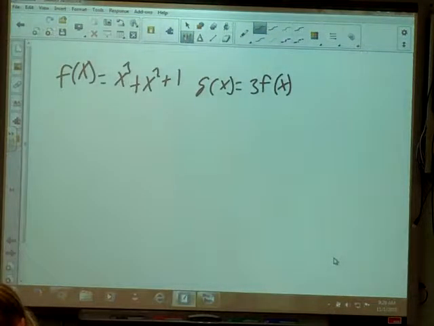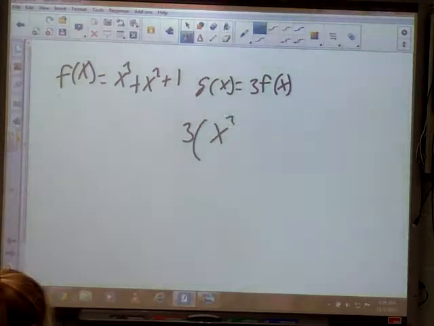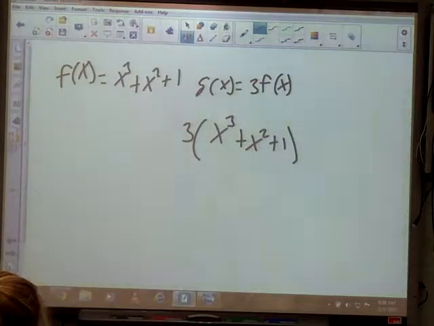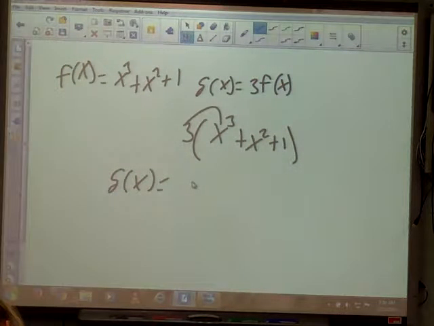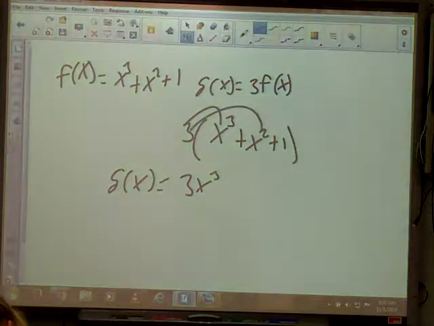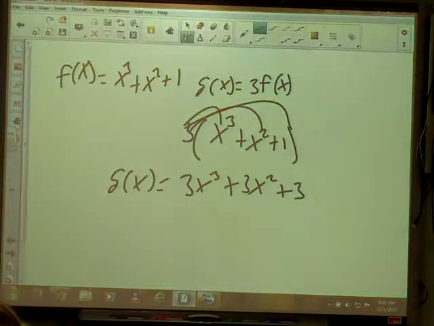You look down there where in the example it's got an 8x to the 4th. It just stuck a number, an a, in front of the f of x. So we just put a 3 there in front of the f of x. So what that means is that we're going to take our f function and put a 3 in front of it. Now, how do we simplify that? Distribute it. So g of x would be 3x cubed plus 3x squared plus 3.